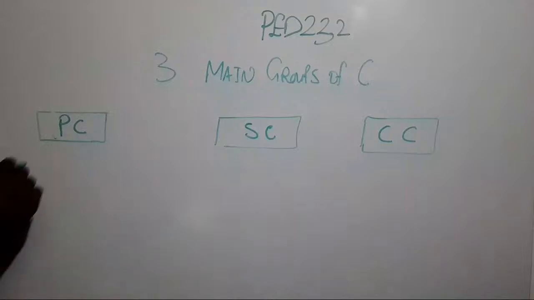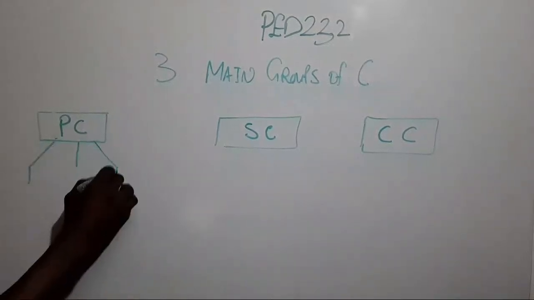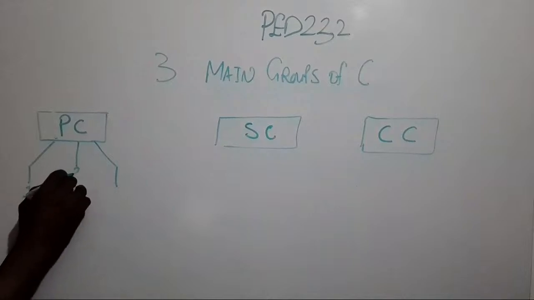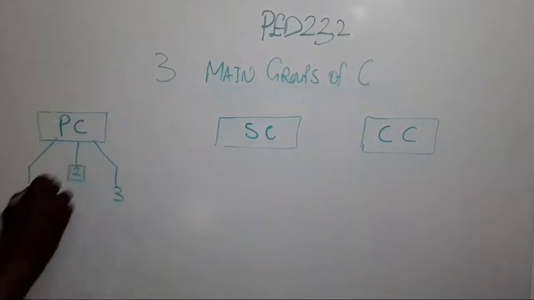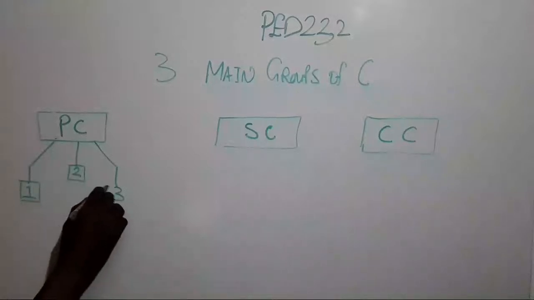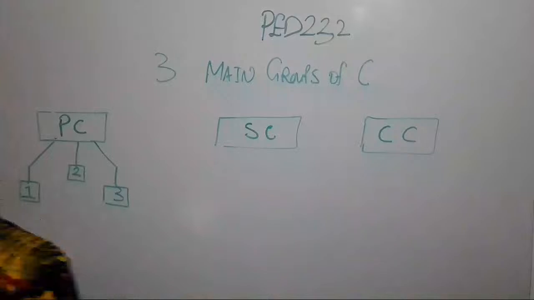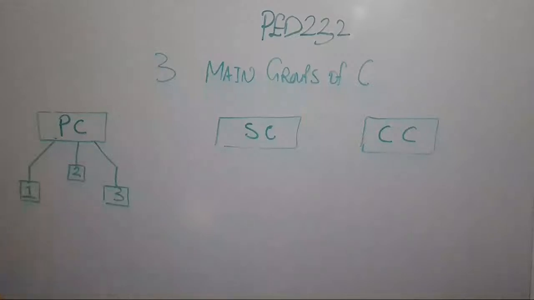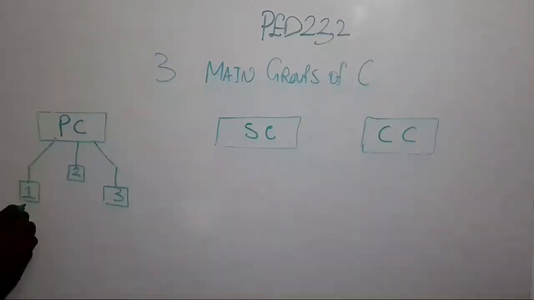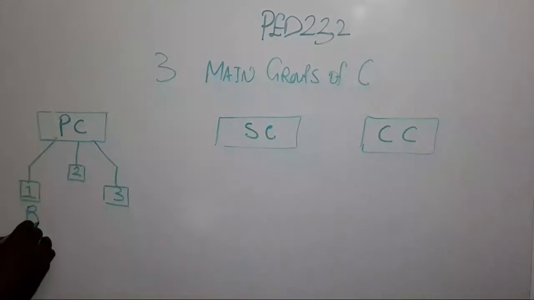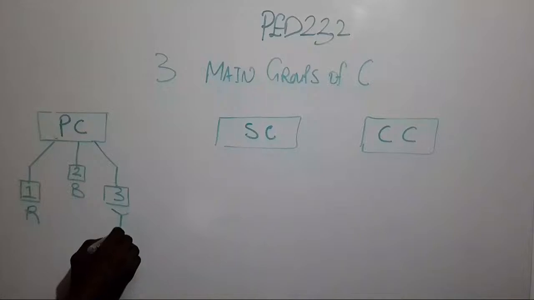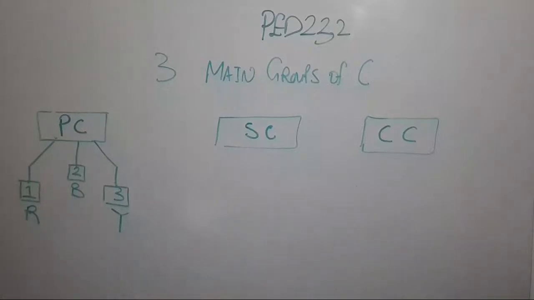So under this primary color, we have one, two, and three. Now, please note that all colors can be obtained from the three basic primary colors, which are red, blue, and yellow. Are we together? Now, that is for the primary color.